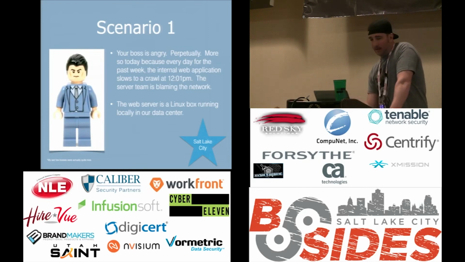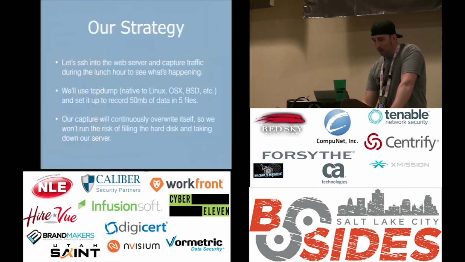So our web server is a Linux box, and it's running locally in our data center. And this is an internal application. We're looking at internal traffic. So here's our strategy. We're going to SSH into the web server. We're going to capture traffic over the lunch hour when the slowdown's happening. And we're going to use tcpdump.